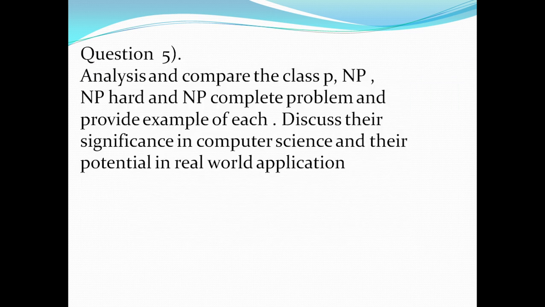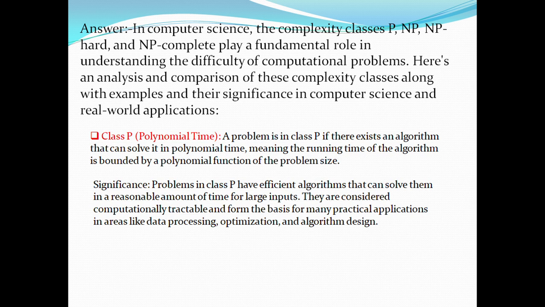Now the next one is: analyze and compare the classes P, NP, NP-hard, and NP-complete problems and provide an example of each. Discuss their significance in computer science and their potential in real-world applications. So the answer to the question is given here. In computer science, the complexity classes P, NP, NP-hard and NP-complete play a fundamental role in understanding the difficulty of computational problems. Here is an analysis and comparison of these complexity classes, along with examples and their significance in computer science and real-world applications.